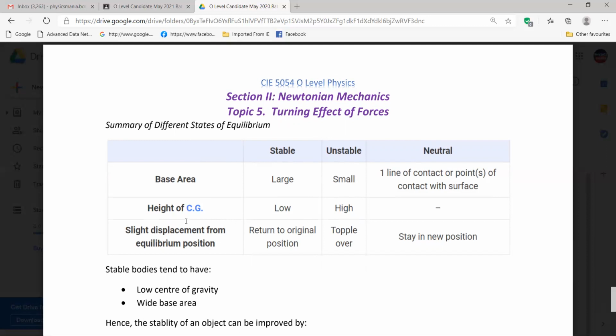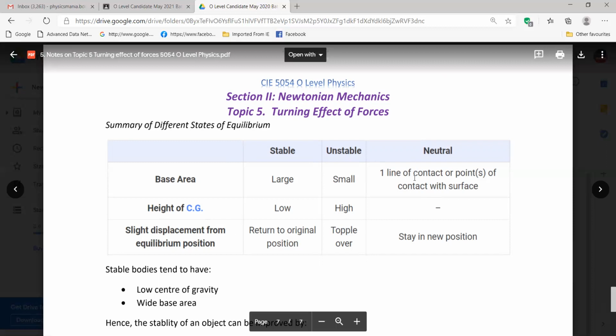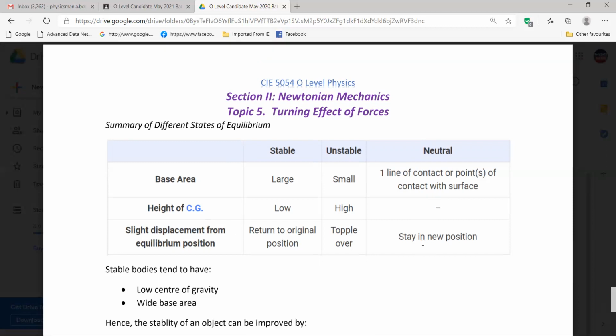Yes. And we also understand that with slight displacement it returns to the original position in the stable case, and it is toppling over in the unstable case. For the neutral one, there is a line of contact or points of contact with the surface. That means it is always in contact with the surface, right? The same line, in a similar way. Stay in new position. It's coming to a new position, right? Yes. But it's not unstable.